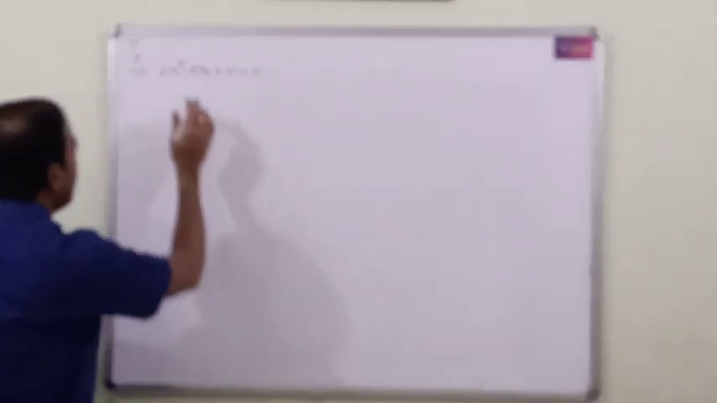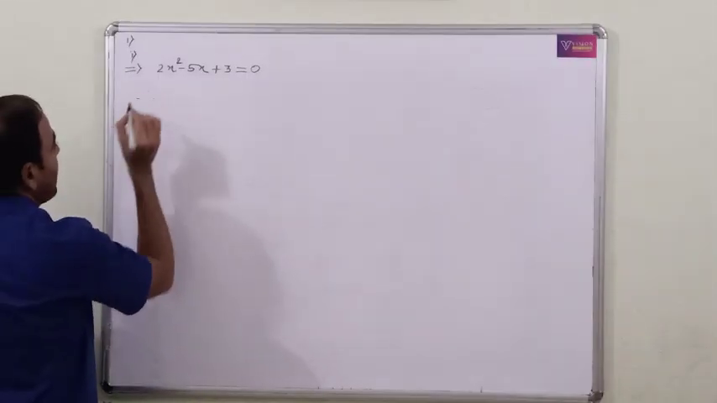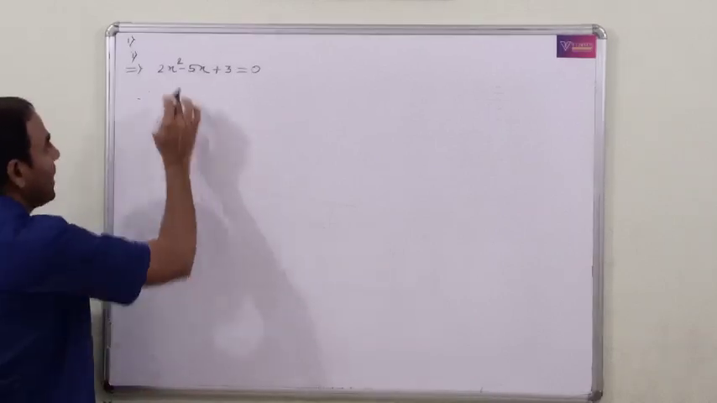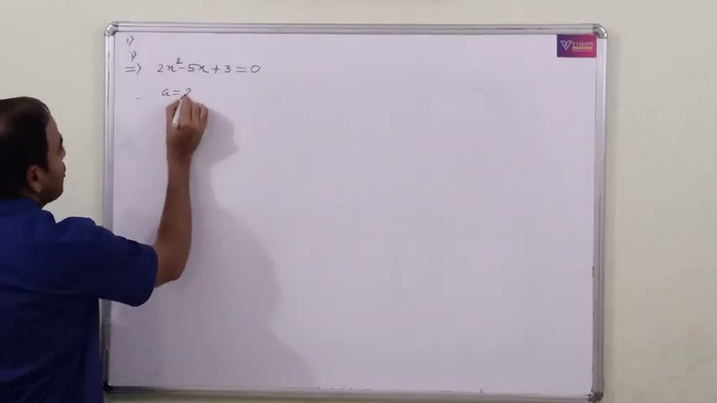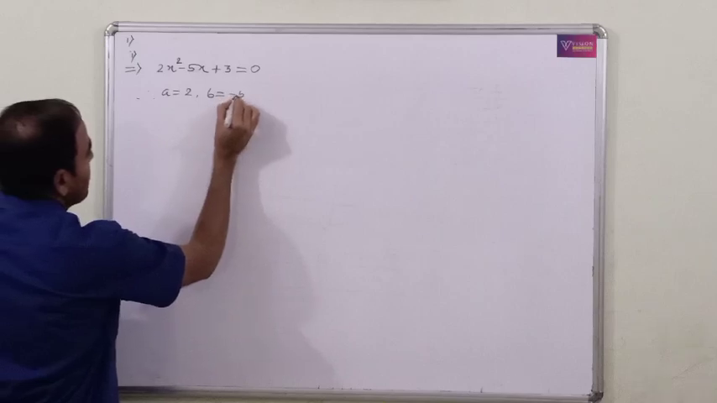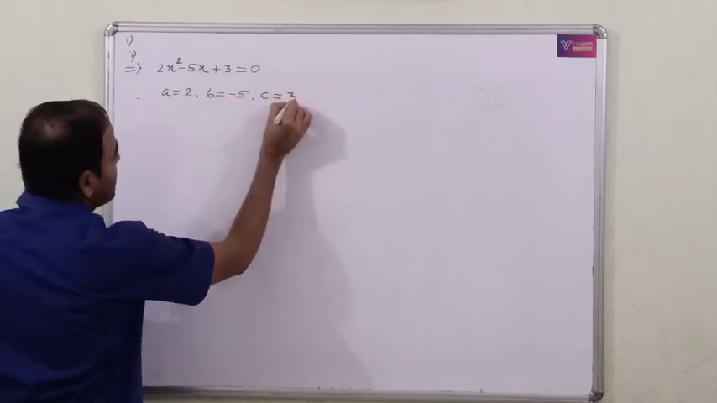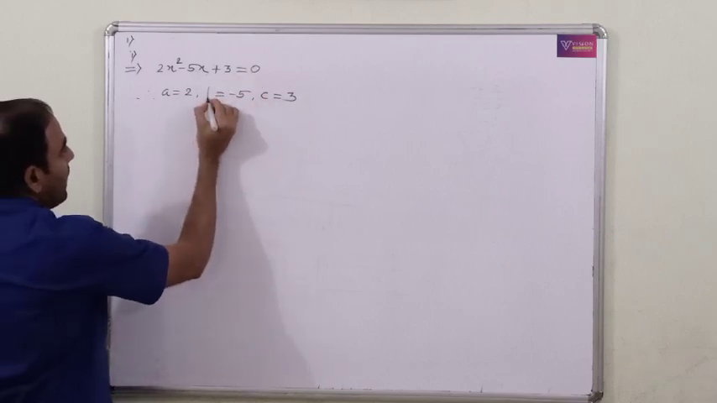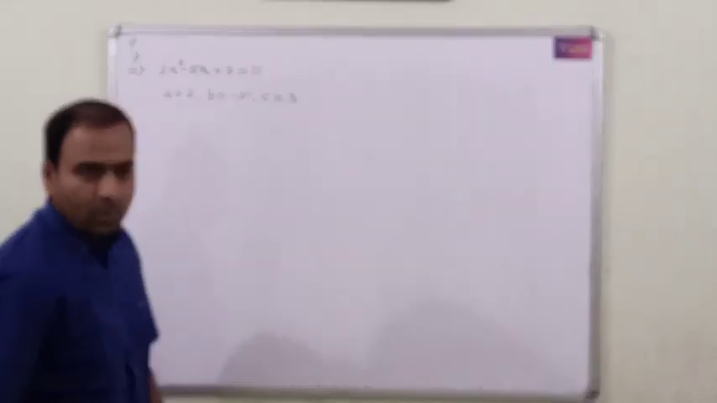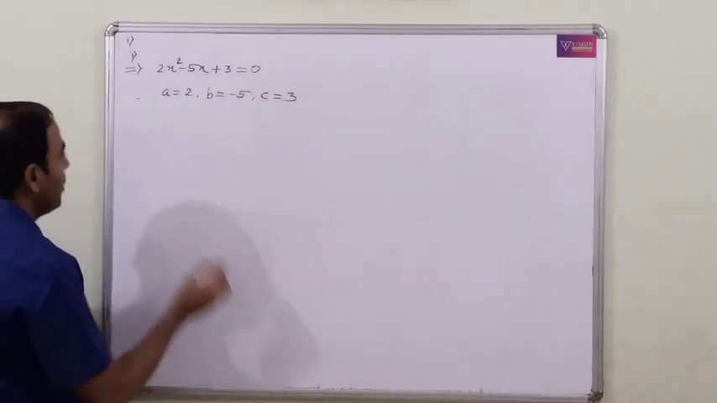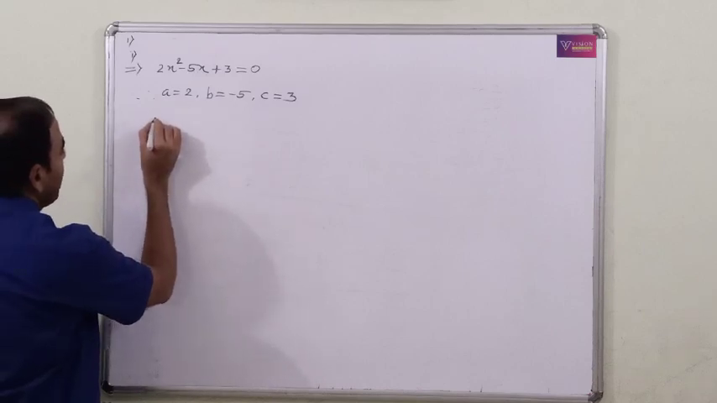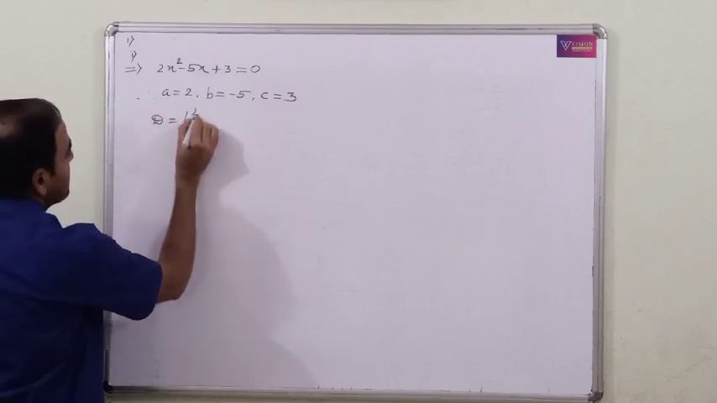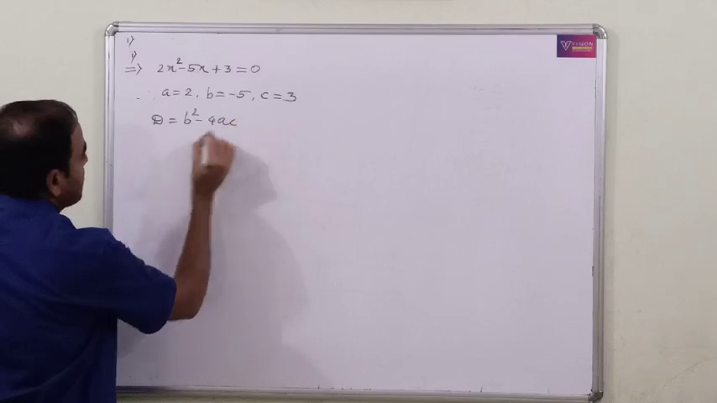Okay. So by comparing with ax square plus bx plus c, we get a is equals to 2, b is equals to minus 5 and c is equals to 3. a की वैल्यू हमको मिली है 2, b की वैल्यू मिली है -5 और c की वैल्यू 3. We know the discriminant D is equals to b square minus 4ac.